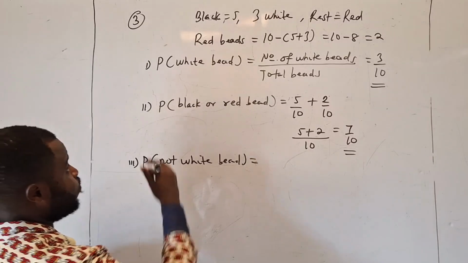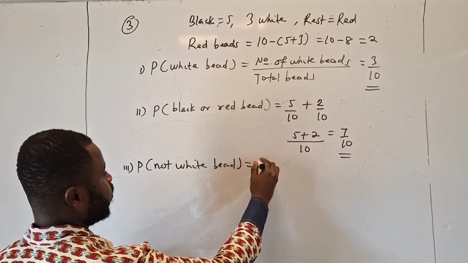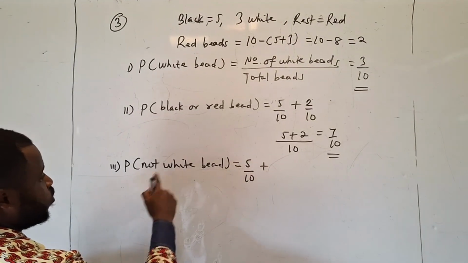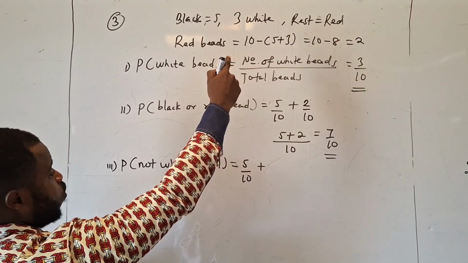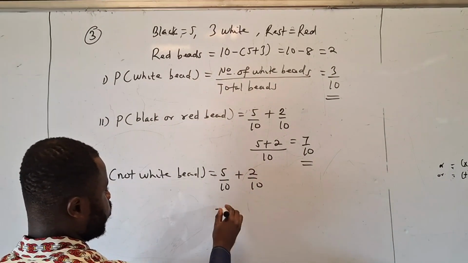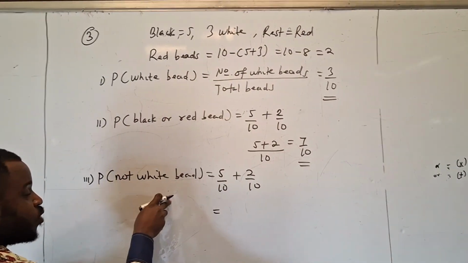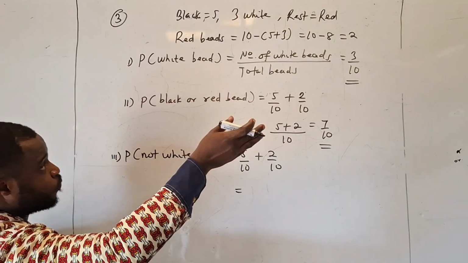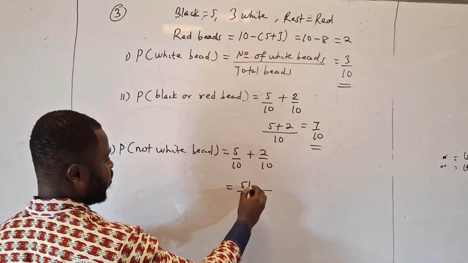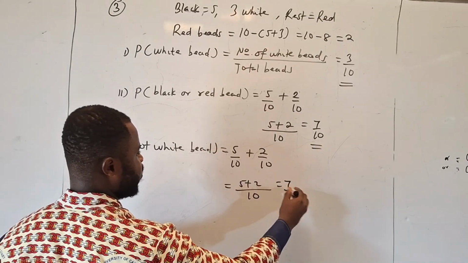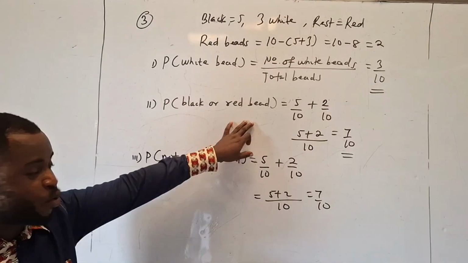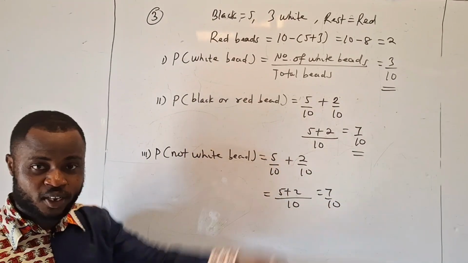So the probability of picking a black bead, 5 on 10, plus the probability of picking a red bead, which is 2 on 10. So the probability of not picking a white bead means you can pick either a black bead or a red bead. For this one too, the LCM will be 10. Here we get 5, then 2, then we get 7 on 10. So it is like this, black or red bead. If you pick any of them, it's the same answer.